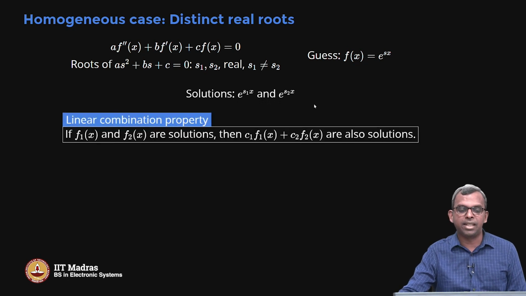So here is a very interesting and simple linear combination property that you have for homogeneous equations. If you have two solutions f1 of x and f2 of x, then a linear combination of the two solutions, this is called a linear combination. You multiply f1 of x by c1, f2 of x by c2, and then you add. Anytime you do this, it's a linear combination. So if you have two solutions, the linear combination of the two solutions is also a solution for this same equation. Okay, so you can find this out in a very, very easy way.